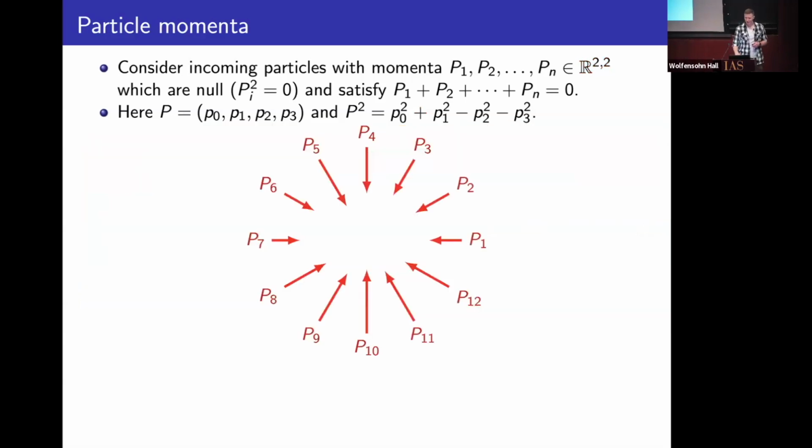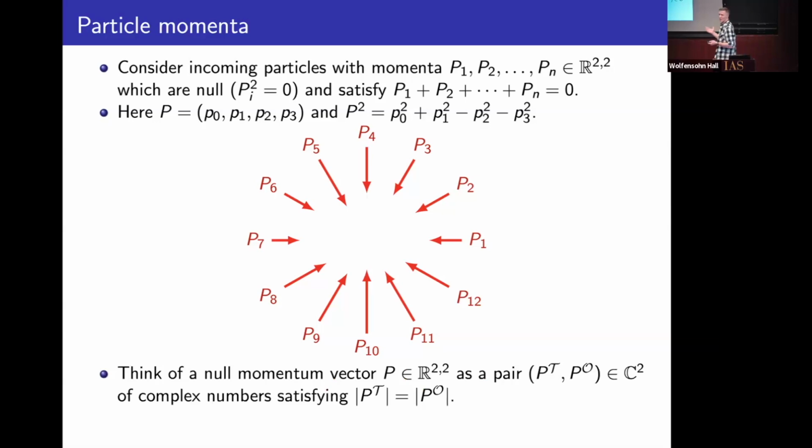So I have these particle momenta, and because the first 2 coordinates are with the plus and the next 2 are with the minus, I'm going to think of them as just a pair of complex numbers. Okay? So each particle momentum is a pair of complex numbers of the same absolute value.